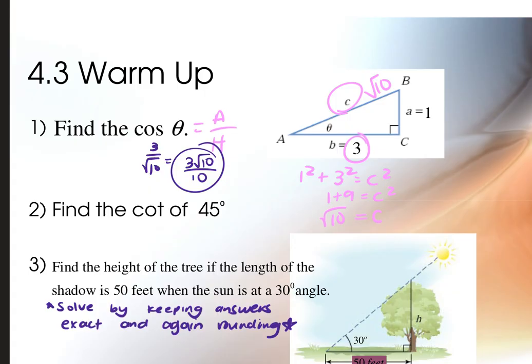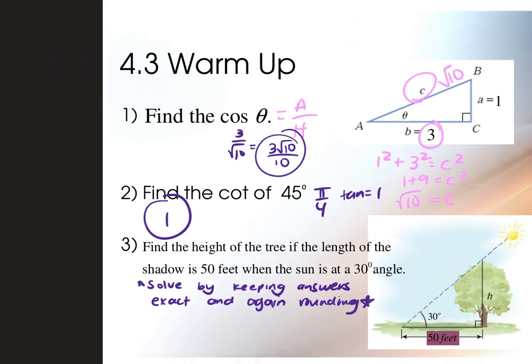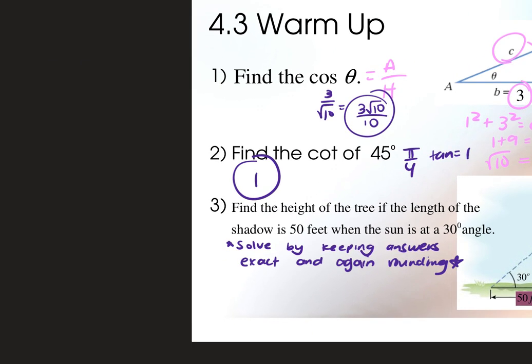Okay, so when it comes to something like number 2, no matter what trig function I ask, if it's one of your special angles, you can choose between unit circle angles or right triangles. If you're doing unit circle, I like it because I memorize the coordinate points by the radians. I say 45 is the same thing as pi over 4, and at pi over 4, my tangent is 1. So if tan is 1, the reciprocal of that would also be 1. And that's the answer.